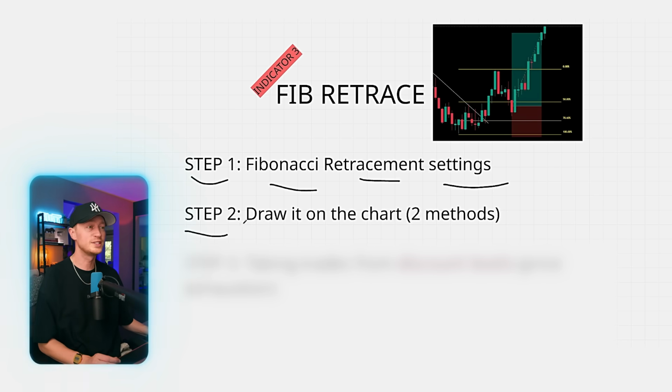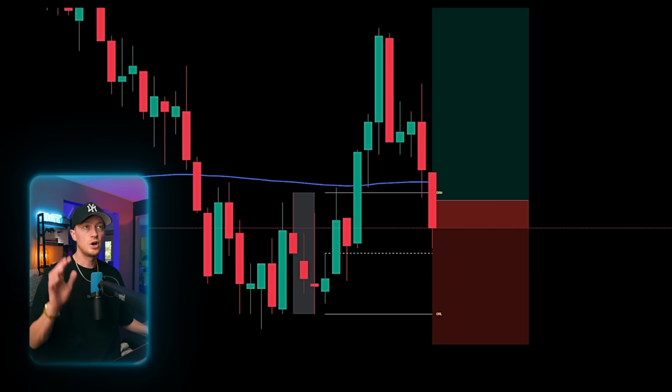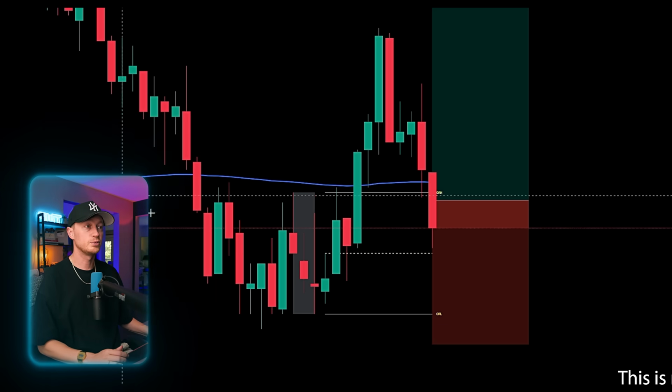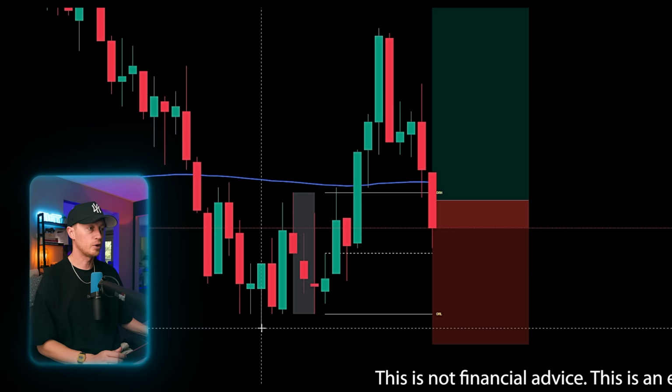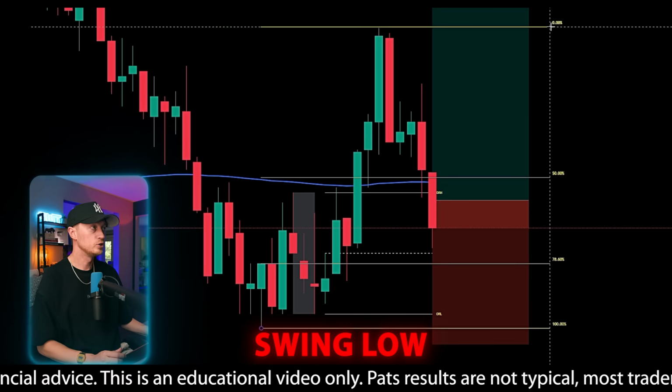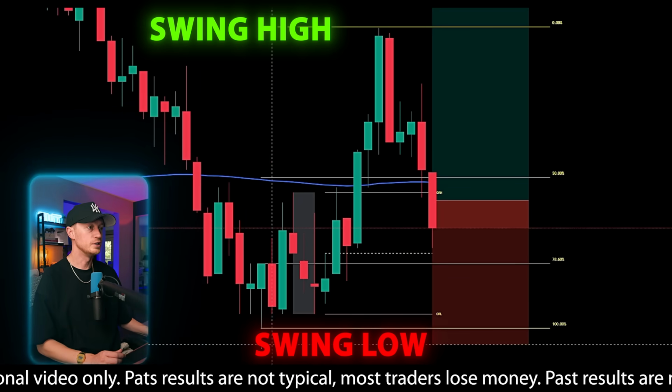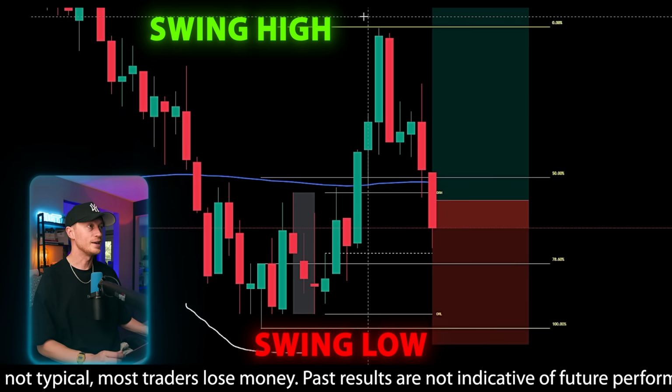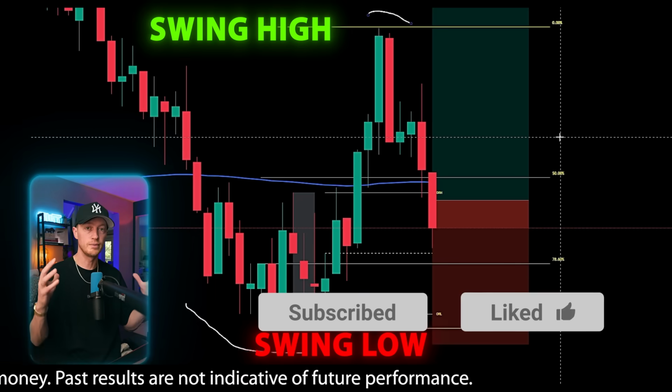Now let's go to step 2. Let's draw it on the chart, and I'm going to show you 2 methods. Okay, so let's click on the Fibonacci retracement right here, and we're just gonna mark from this area to this area right here. That is the swing low to the swing high, right? This is the lowest level and the highest level in the current market.